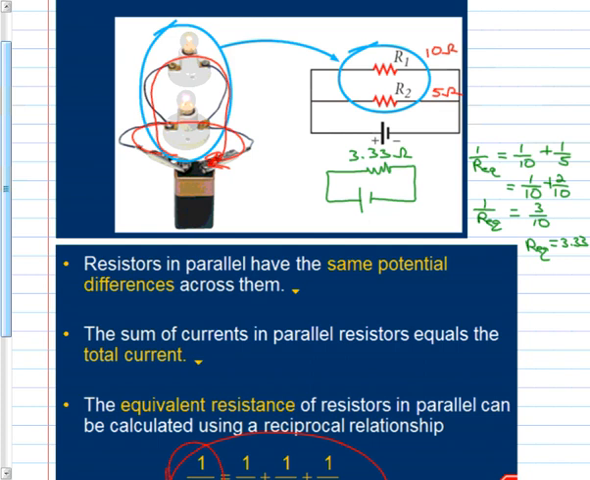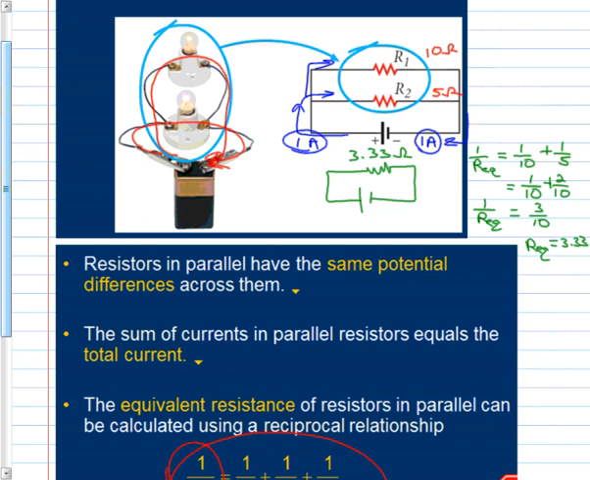So whatever my EMF source is, these two resistors have the same voltage drop across them, whatever it is. The sum of the currents in the parallel resistors will equal the total current. Since my current is leaving here, whatever that amount is, let's say it is 1 amp. Well, when it gets up here, some of it goes that way and some of it goes this way. More of it goes through the resistor 2. But when I come back over here, how much current do I have when I'm back over here? 1 amp. I started with an amp of current. Whatever it is, it's split, and then it comes back together.